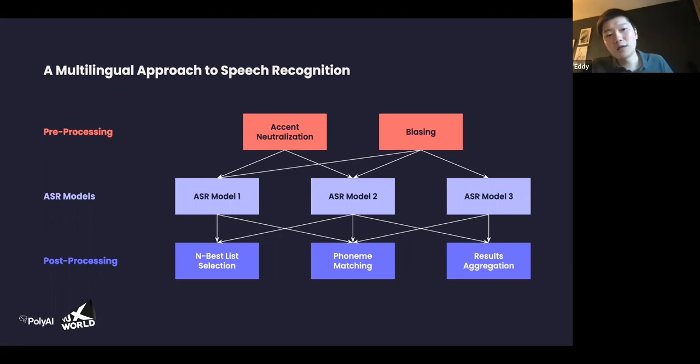So as a conversational company, we don't want to tie our speech recognizer solution just to one of them, right?